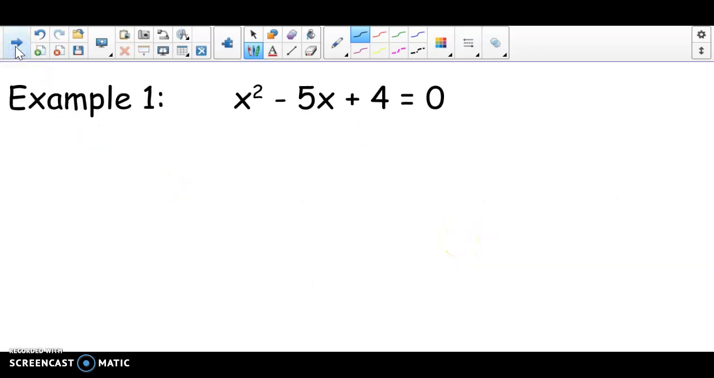So if we look at this example, first thing we're going to do is factor it. So hopefully you remember, first thing we look at whenever we're factoring is our GCF. Well, there is no GCF that we can take out. So the next thing we're going to do is set our two parentheses here, and we're going to bring down the equals 0.